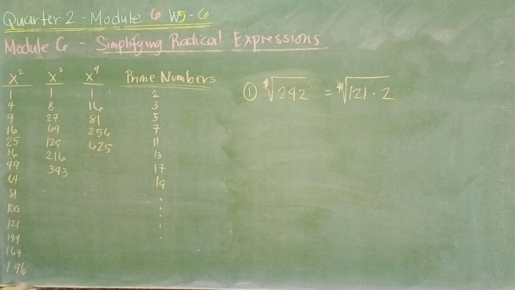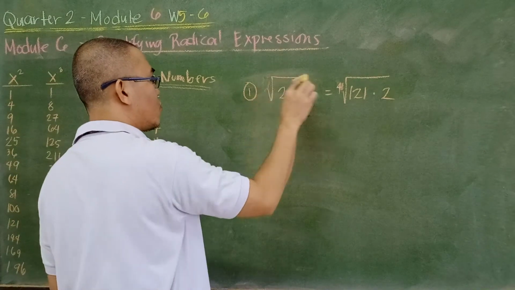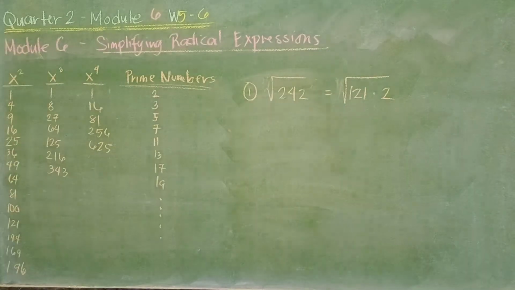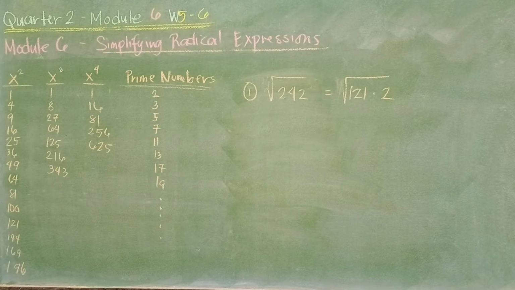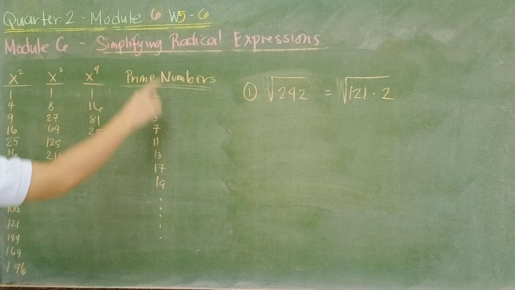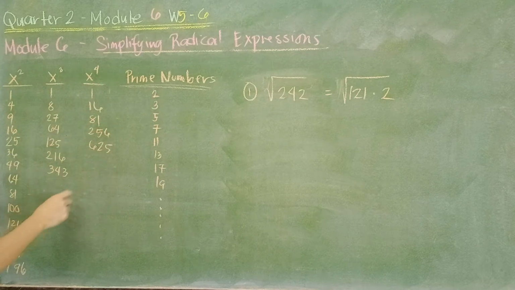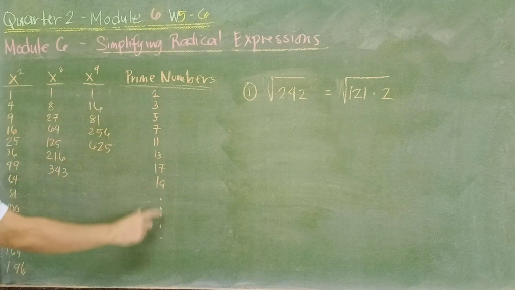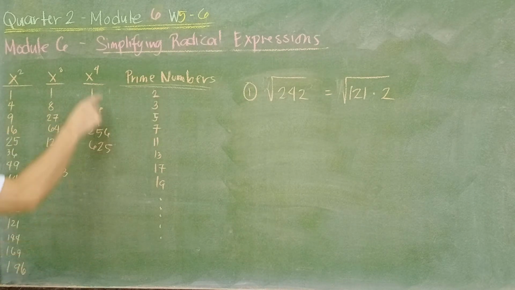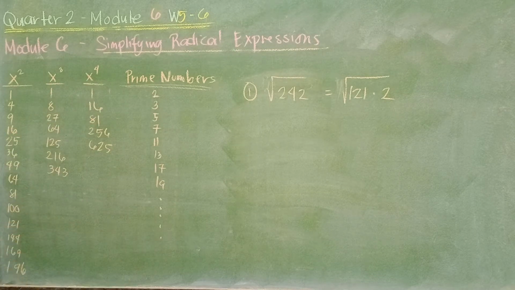So, for this example, since yung index mo is 2, pag hindi nakalagay 2, kukuha ka ng factor dito sa mga perfect square. Dito tsaka dito sa prime numbers. Well, dito ka lang naman pumapares. It's either this column or this or this column or this column. Parating may prime number.